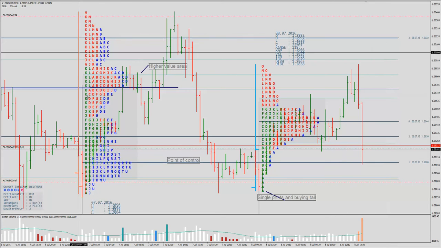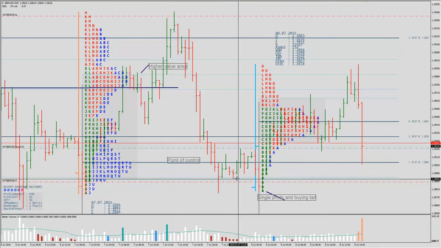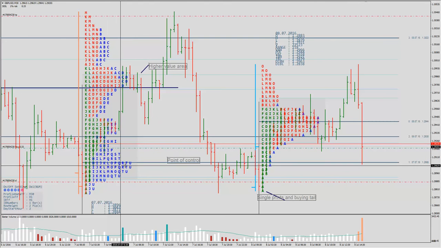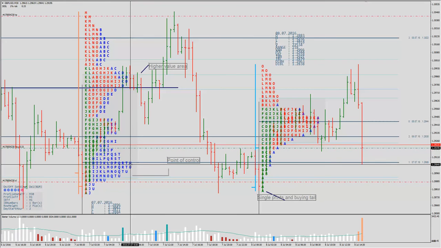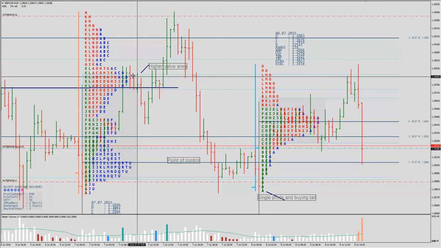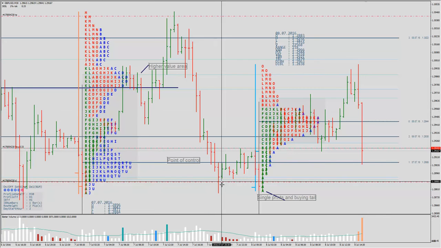So that's the point of control again, where the concentration is, 70% where the price traded 70% of the time for that day. And you see the length is the largest here. Okay. So we have also the value areas, this colored rectangle here. You see the value area.